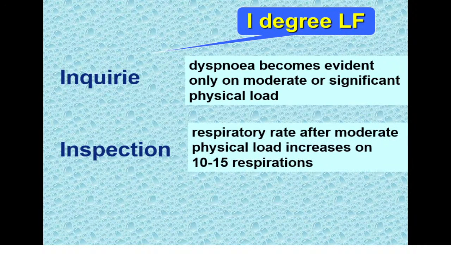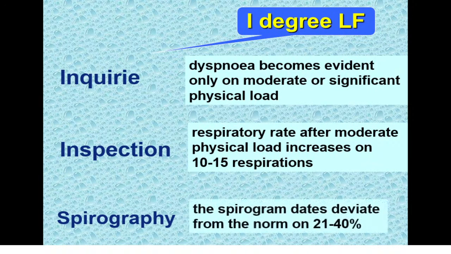Only after giving the patient some physical exercise can we see that respiration accelerates faster than in the norm, and as a result, decelerates and comes back to the norm also slowly. Usually, physiological dyspnea disappears after 5-7 minutes. Pathological dyspnea appears early and disappears later.